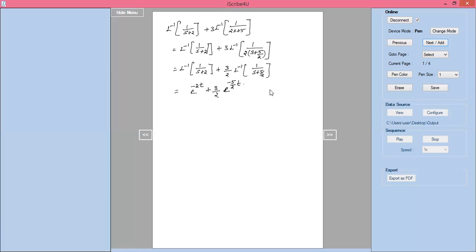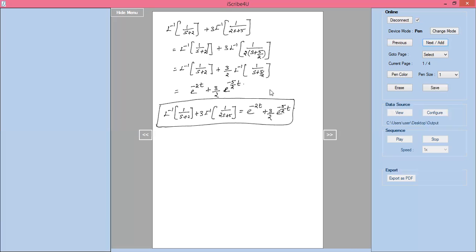Now L inverse of 1 divided by s plus 2 plus 3 into L inverse of 1 divided by 2s plus 5 is equal to e power minus 2t plus 3 by 2 into e power minus 5 by 2 into t, which is the required solution for the given equation. Next problem.